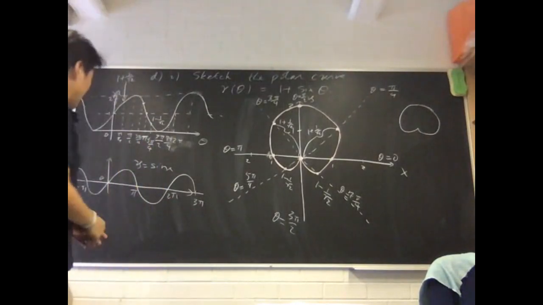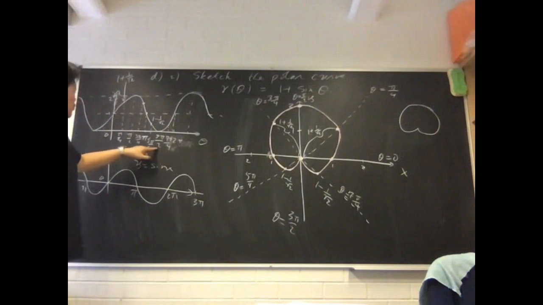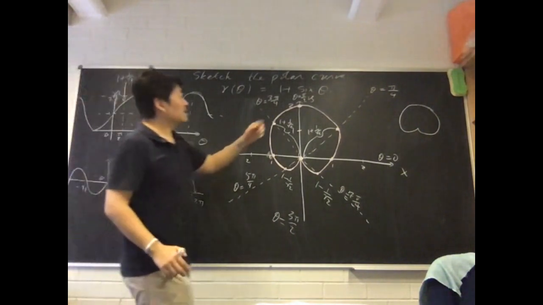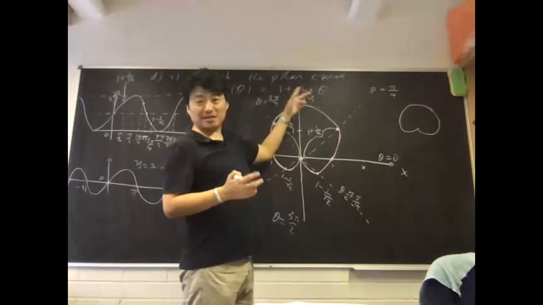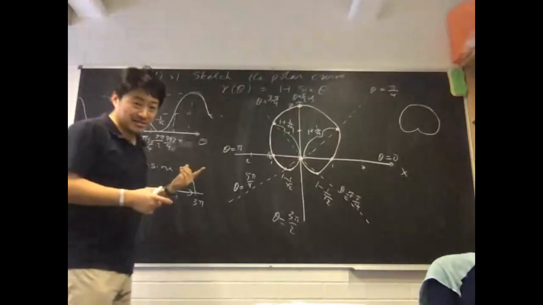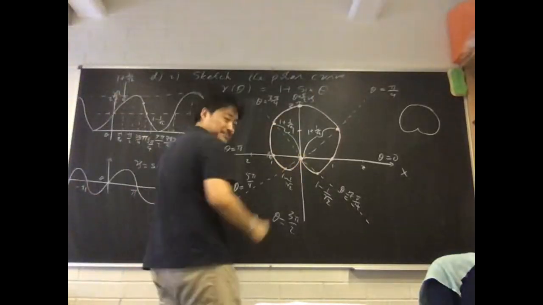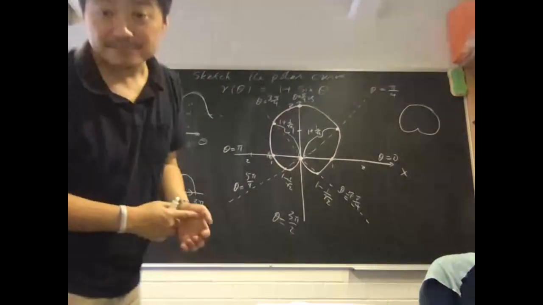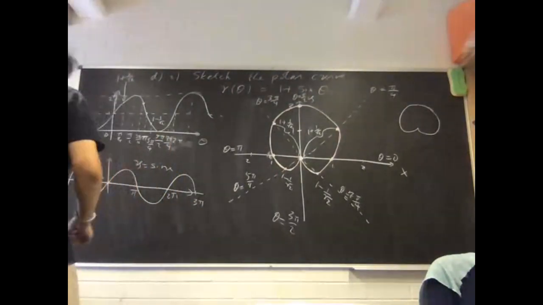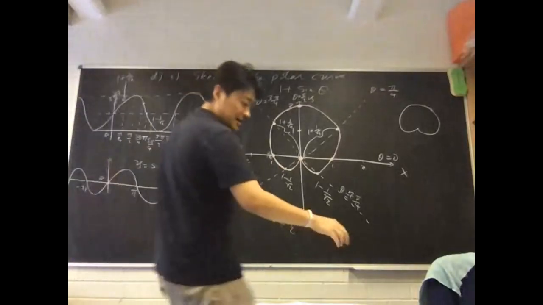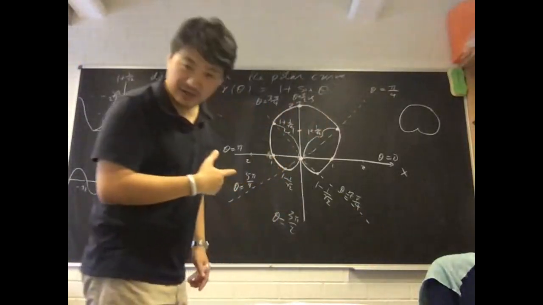Well, because at 3 pi over 2, r is precisely 0, right? Because at 3 pi over 2, sine is -1, so 1 plus -1 gives you 0. So at 3 pi over 2, r is 0, so you're back to the origin, right? Good. All right, so let's keep that picture in mind. That's basically part 1 of the problem.